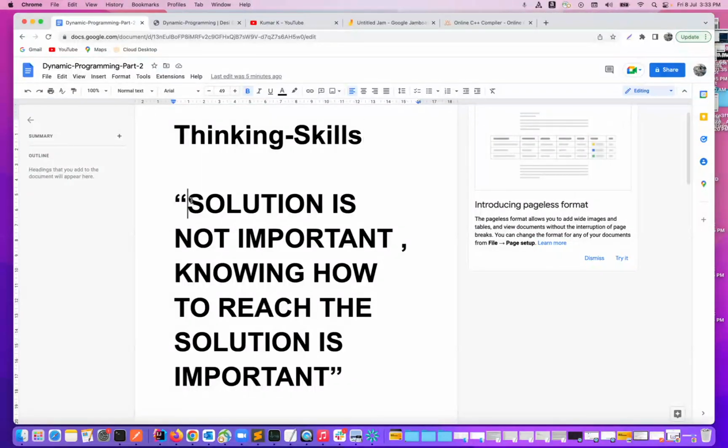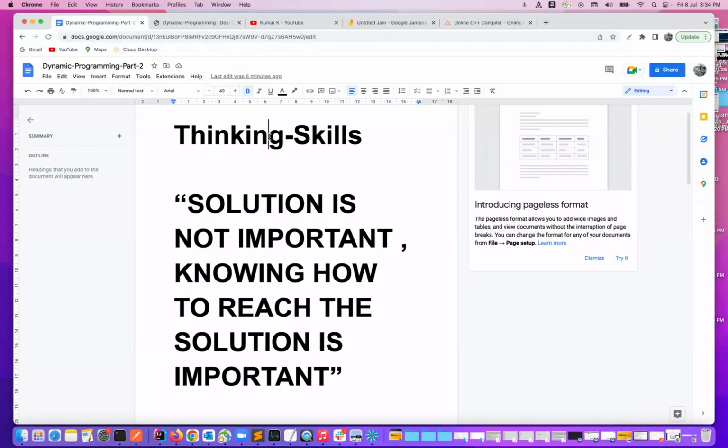Always remember one thing: the solution is not important, but knowing how to reach the solution is important. Get this thing in your head, guys. The solution is not important, knowing how to reach the solution is important. Talking about thinking skills, this is the skill which is mainly ignored by students and people while preparing for DSA.